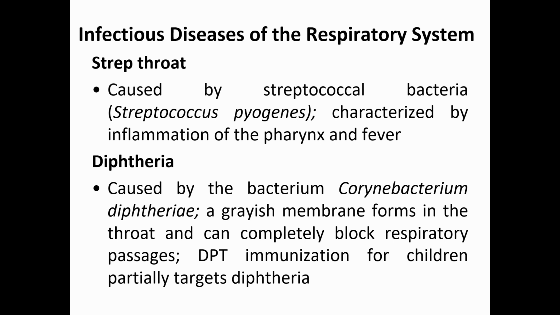Okay? So next we have diphtheria, caused by the bacterium Corynebacterium diphtheriae. A grayish membrane forms in the throat and can completely block respiratory passages. DPT immunization for children partially targets diphtheria.